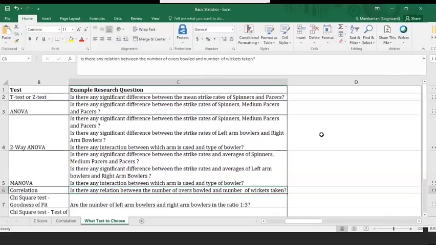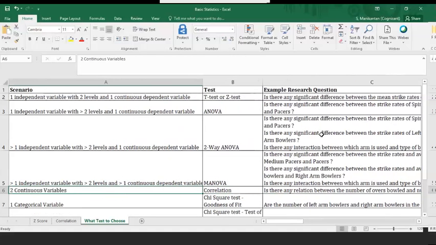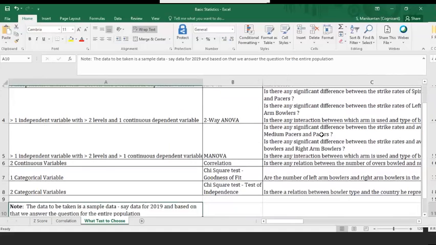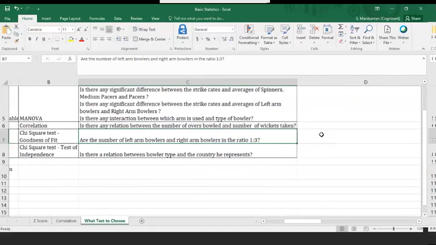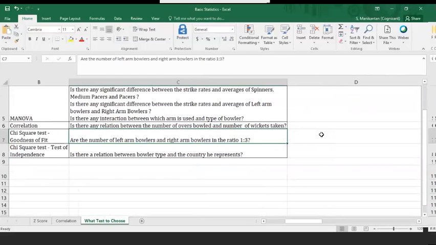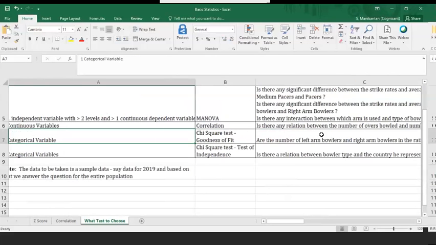You have only one categorical variable based on which you need to draw some conclusions. You go for chi-square test for goodness of fit. So this is my question. Are the number of left arm bowlers and right arm bowlers in the ratio 1:3? This is my assumption about the underlying data. The number of right arm bowlers are thrice the number of left arm bowlers. I measure the actuals and I compare the expected and the observed and determine if my statement is true, or if my expected value is true. So this is where you go for a goodness of fit test.